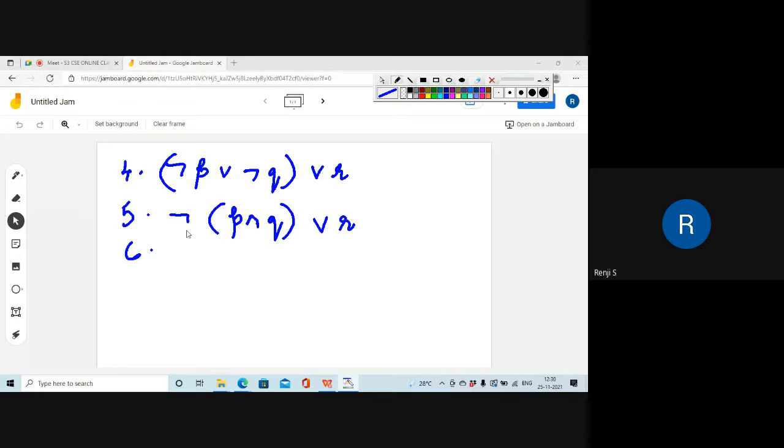So the sixth step, this is (P and Q) implies R. So this fifth step, when you expand this (P and Q) implies R, you get the fifth step. That is not of (P and Q) or R. Is it clear? This is from the formula P implies Q is logically equivalent to not P or Q.